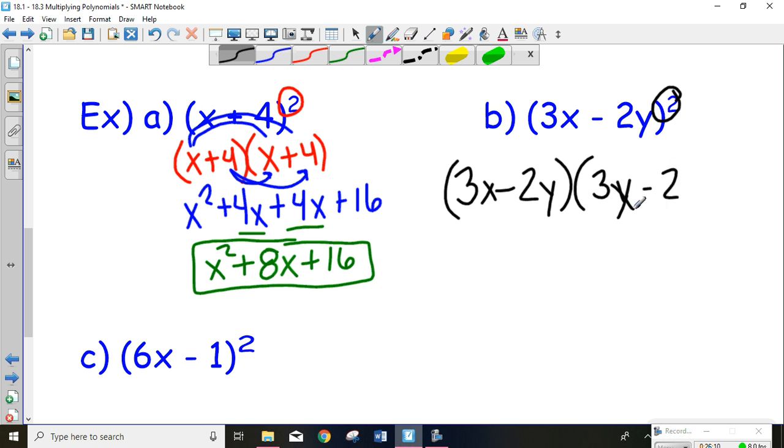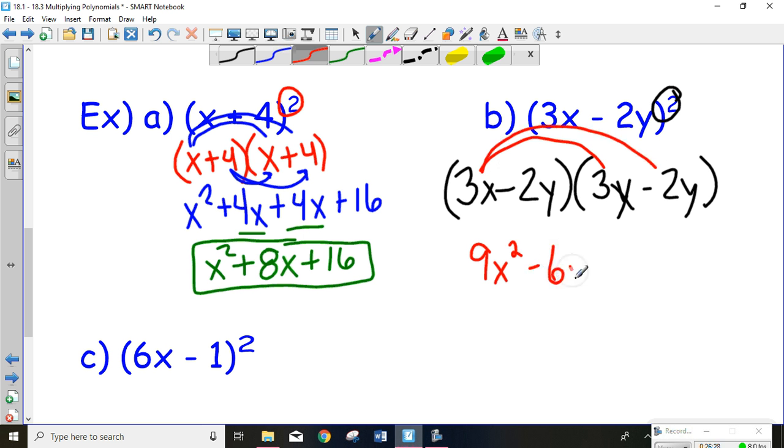So that's 3x minus 2y. And I think then, guys, it becomes easier because if you're getting the hang of that distributive FOIL, now that's all this is. So 3x times 3x is going to give me a 9x squared. 3x times negative 2y is going to give me a negative 6xy. Negative 2y times 3x is going to give me another negative 6xy. And negative 2y times a negative 2y is going to give me a positive 4y squared.